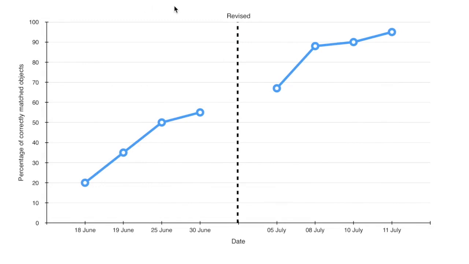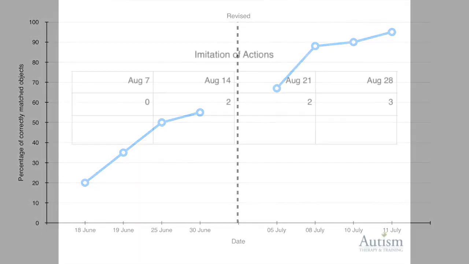So the most important thing I would be looking at here is that you've added your condition or phase line. You labeled that there is a revision and you plotted your points. You also want to ensure that you didn't connect your dots over the condition line. If your graph looks like this, well done.